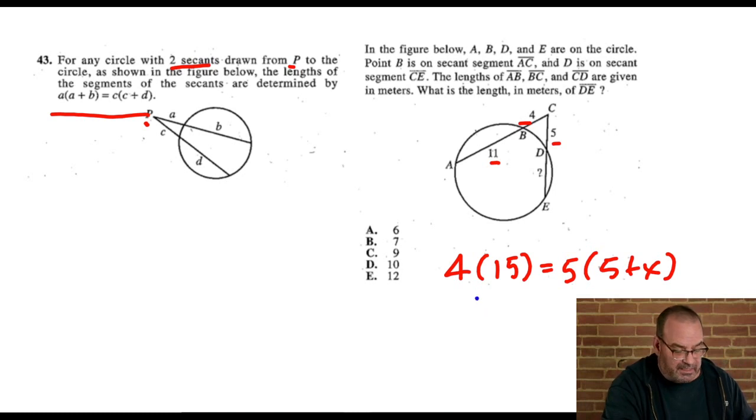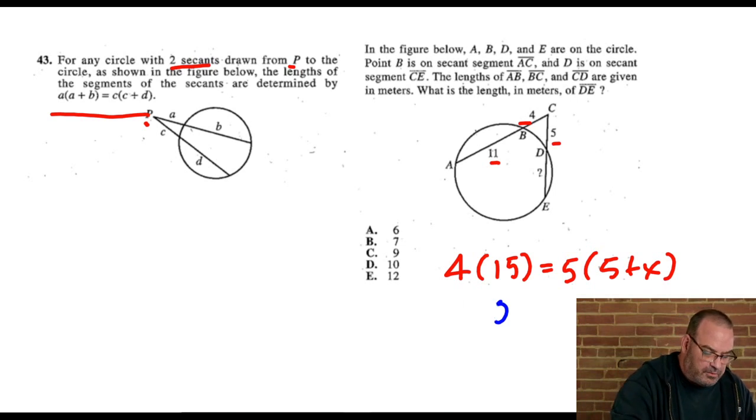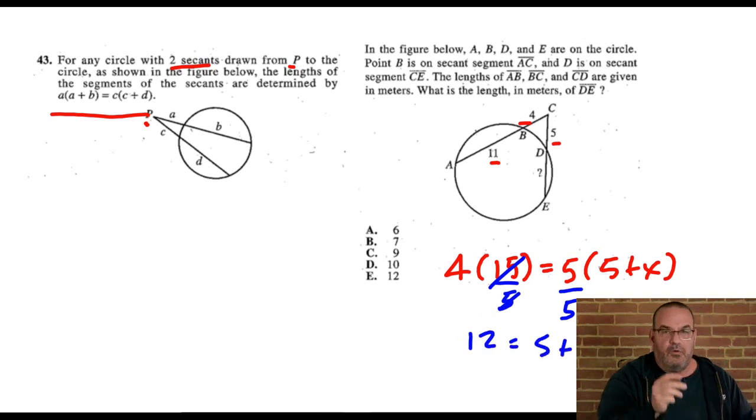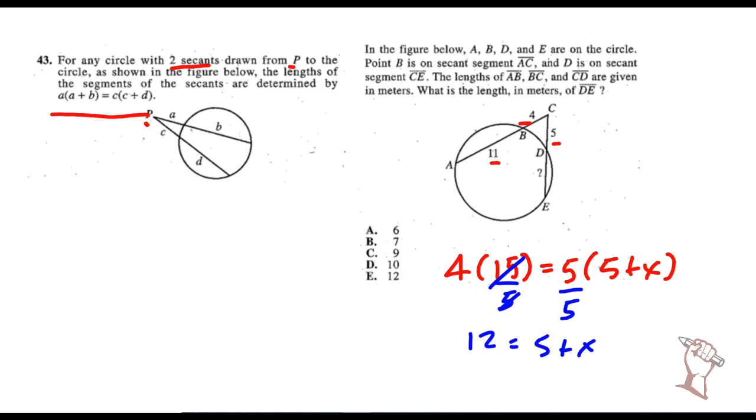4 times 15 is 60. Let's even do the math way faster, which is divide by 5. And we get, this cancels to 3. We get 12 is equal to 5 plus x. Write out your equations and try to see if you can divide out quickly. Instead of multiplying 4 times 15 and getting 60 and dividing by 5 and getting 12, just divide by 5. See how fast you can work a problem. And then 12 minus 5 is 7.